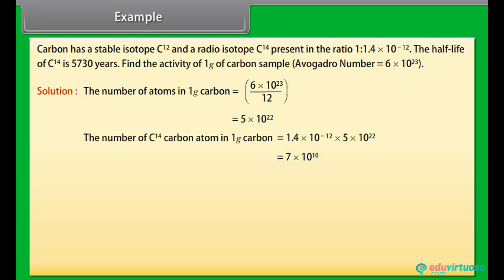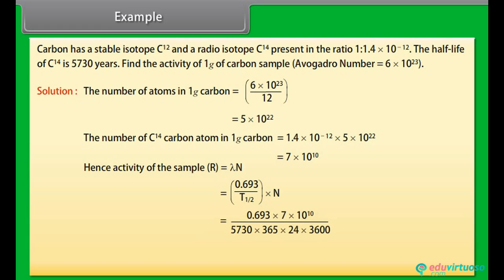Hence, the activity of the sample R is equal to λN, which is equal to 0.693 divided by T-half, times N, which is equal to 0.693 × 7 × 10^10 divided by (5,730 × 365 × 24 × 3,600), which is equal to 0.26 per second per gram, approximately 16 per minute per gram.